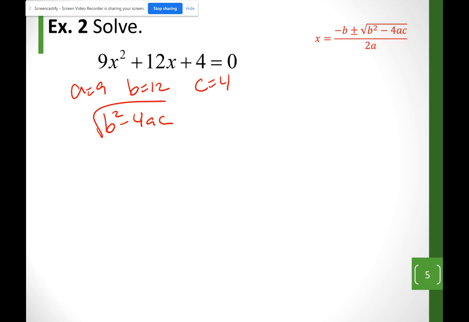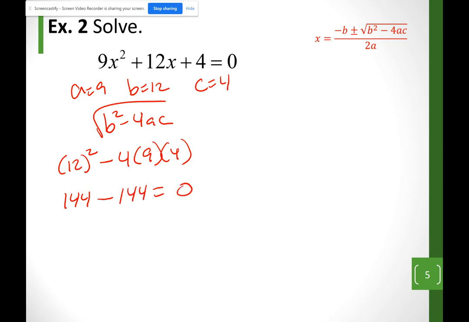All right, so b squared is 12 squared minus 4 times 9 times 4. 12 squared is 144 minus 4 times 9 times 4 gives me 144. That's 0. Right, 144 minus 144 is 0. Get the square root of it. The square root of 0 is 0. Okay, so that's not that bad.